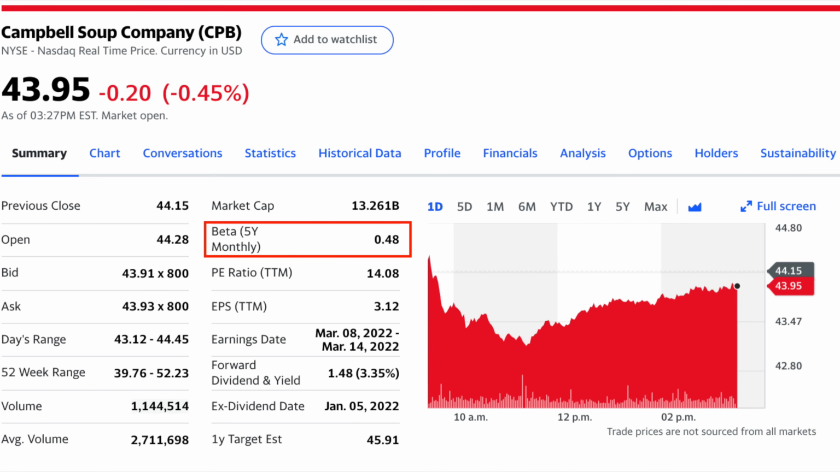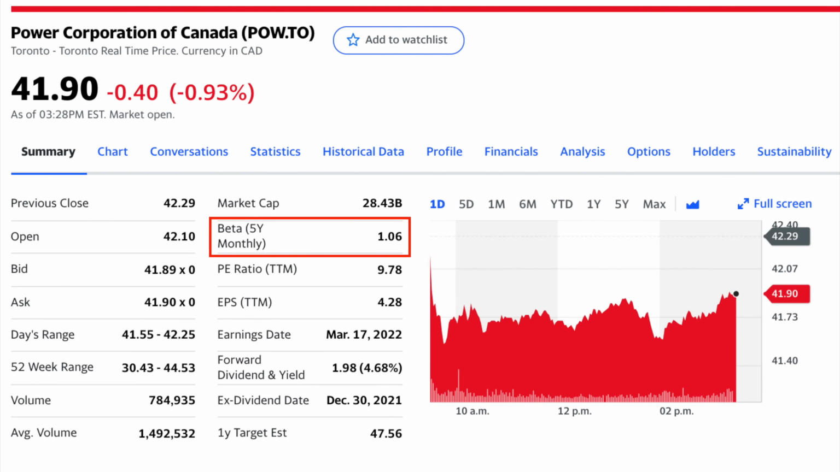Just to go over a few examples, here's the company Campbell's Soup. So, a boring consumer staple, canned goods company. They're not really that exciting. Well, this has a beta of essentially 0.5, meaning that the swings that you'd see in this stock are probably significantly less than what you would expect to see of the broader market. Very logical. Here's the example of the company Power Corp or Power Corporation of Canada.